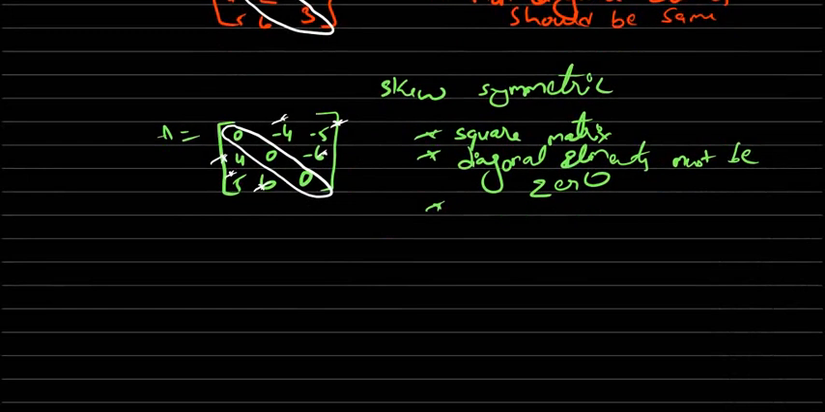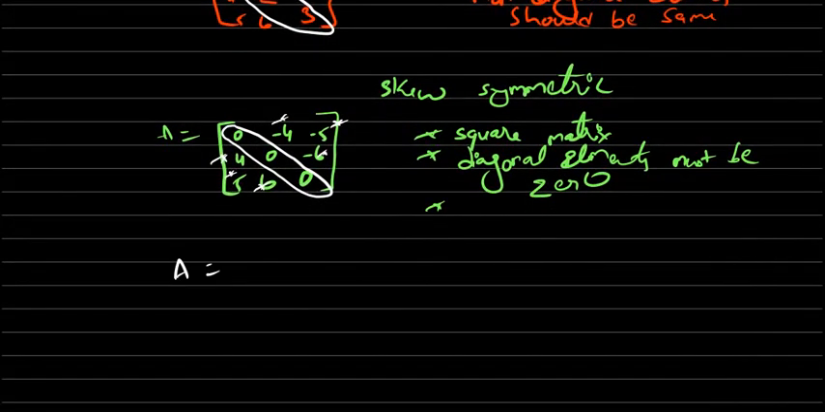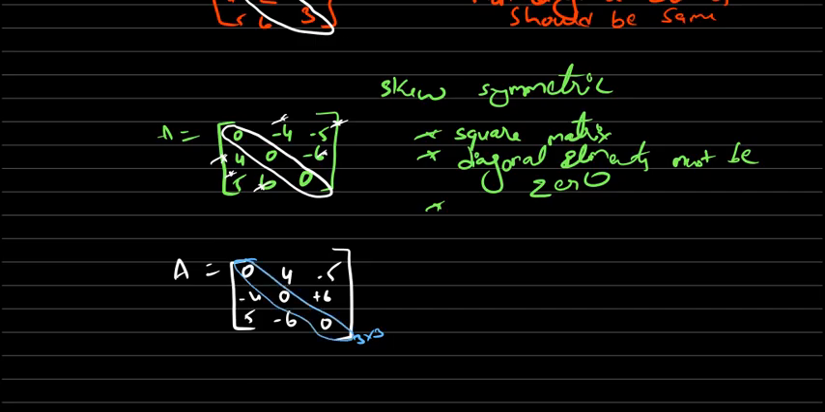So for skew symmetric, I will give the same kind of example. 0, 4, minus 5; minus 4, 0, 6; 5, minus 6, and again 0. You can observe here the first condition: it is a skew symmetric because our rows are equal to the columns, it is a square matrix. The second condition is the diagonal elements are 0. And the other one is that these have opposite signs.